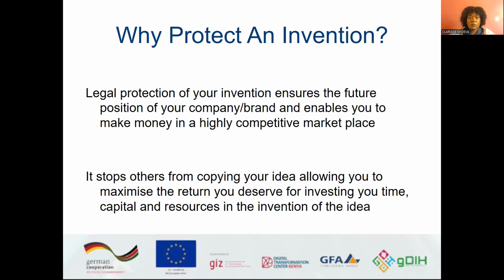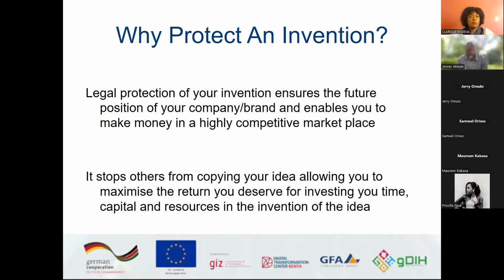But just before I get into patents, why should you protect an invention? Number one is that if you want to ensure that the future position of your entity is well established, then you have to protect the invention. Lest you get into the market and then you have no grounds to oppose anyone who is utilizing the same invention that you have. If you fail to seek protection, then anybody else can use it, and there's no way you will stop them. Remember that Kenya is a common law country.